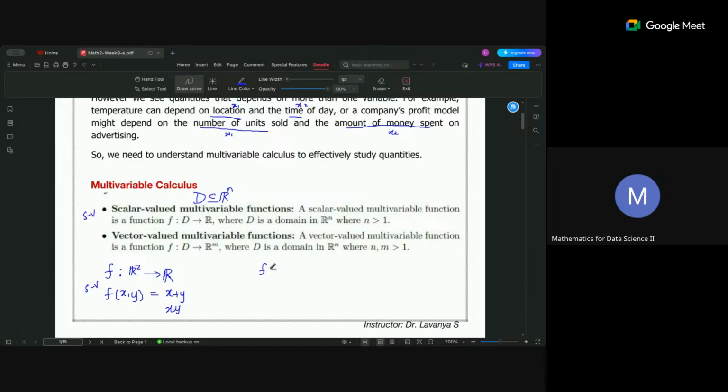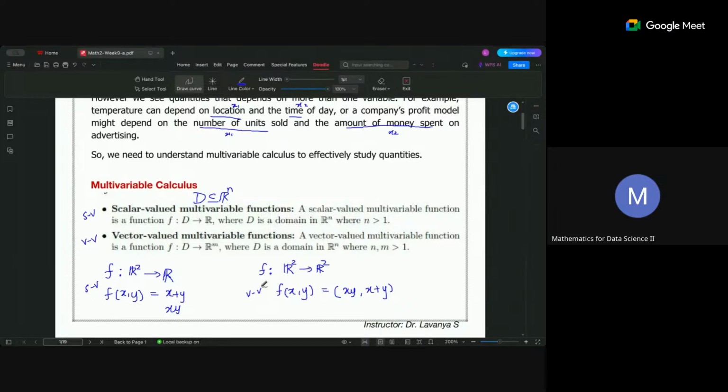Now suppose I have f from R2 to R2 itself. Now I'm writing f of x comma y as xy comma x plus y. Now this is vector valued.